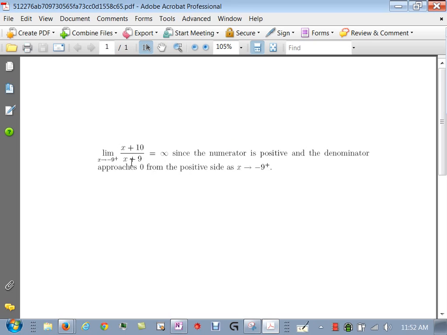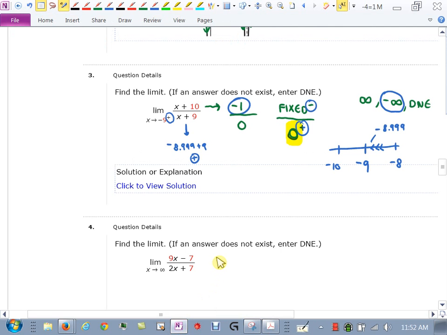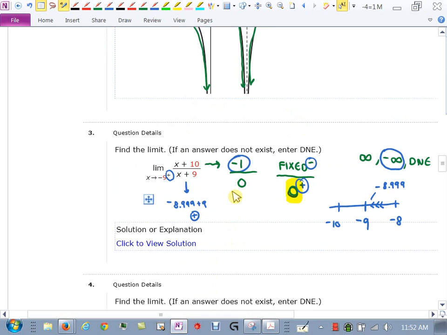Oh, you know what? Was it plus? Hold on a second. Let me go back to that real quick. Plus positive number, plugged in negative 9. Oh, duh. Sorry about that. Negative 9 here plus 10 is 1.